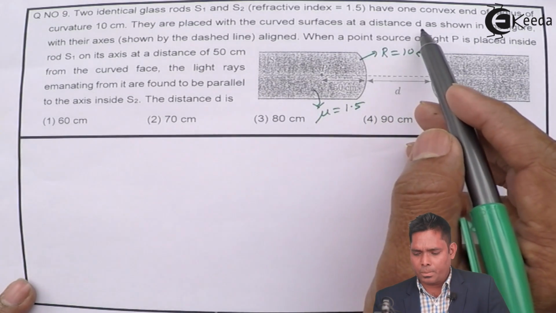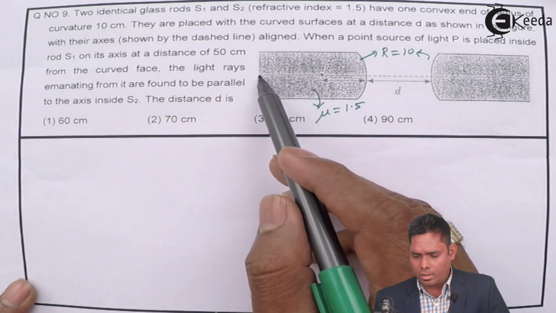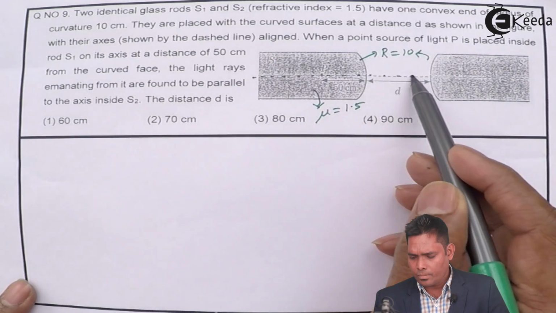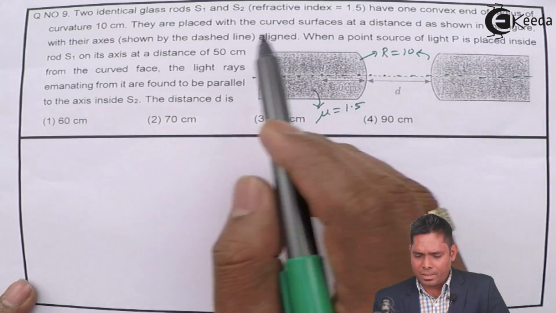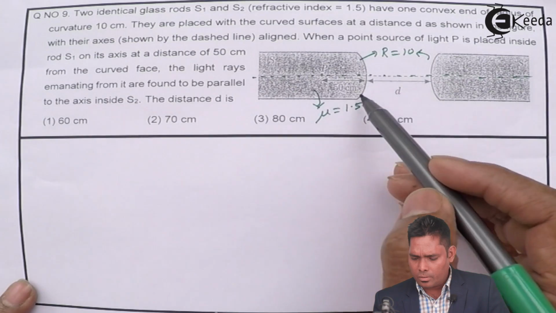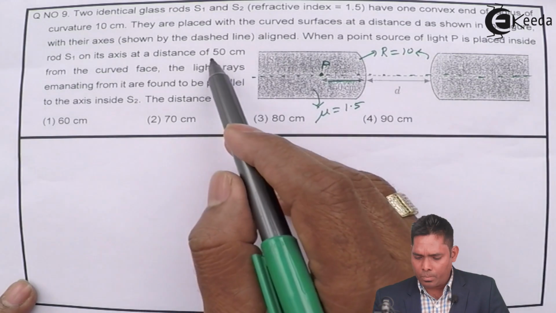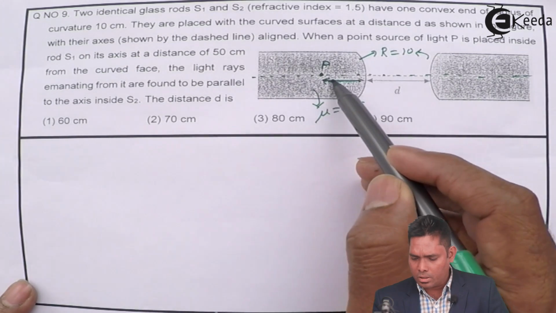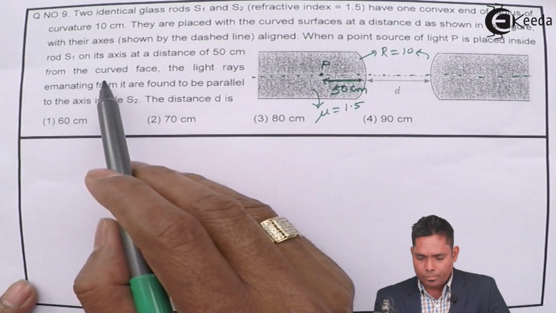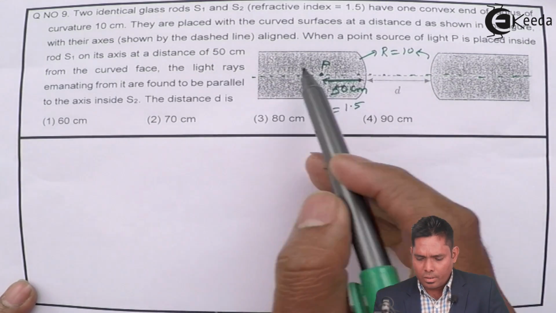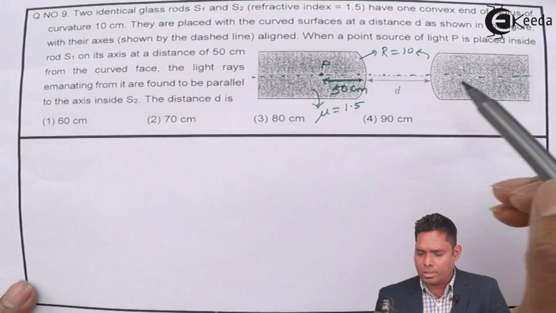At a distance of separation d, with their axis shown by dashed lines. When a point source of light P is placed inside rod S1, at a distance of 50 centimeter from the curved face, the light rays emanating from it are found to be parallel to the axis.